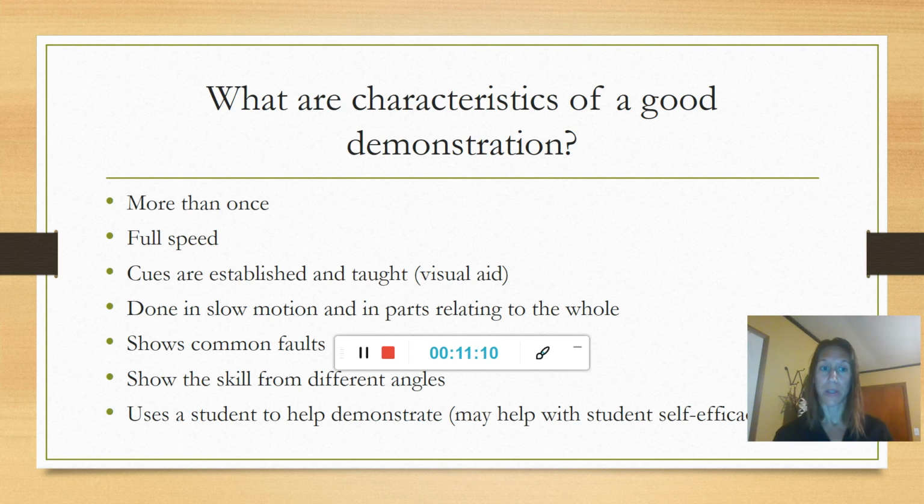You may do it more than once. You're definitely going to do it in full speed. You may show different angles. That's 3 characteristics that you've already used. So it's very easy to get those 3 characteristics. You can use more, and I'm going to talk about that more when I explain what you're doing for Lab B in your preparation folder.